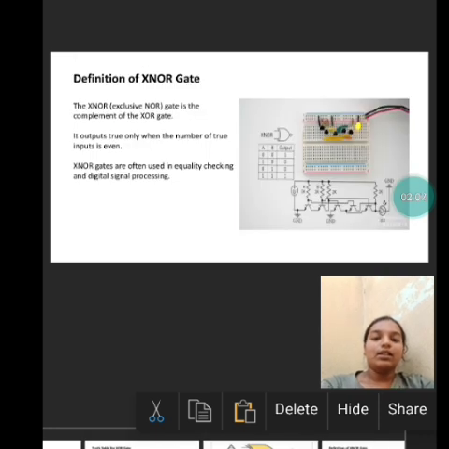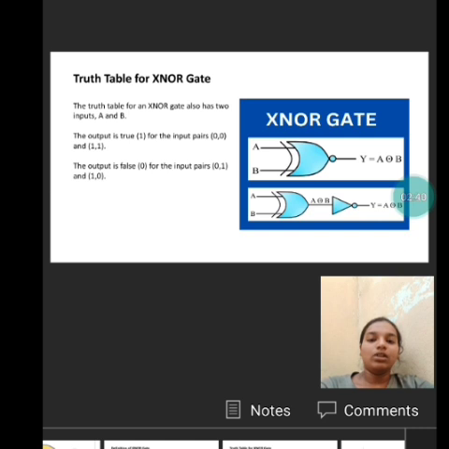Next slide is the definition of an XNOR gate. The XNOR gate is also known as the exclusive NOR gate. It is the complement of the XOR gate. It outputs true only when the number of true inputs is even. XNOR gates are often used in parity checking and digital signal processing. In an XNOR gate, the output is true only when the number of true inputs is even. In an XOR gate, the output is true only when the number of true inputs is odd.